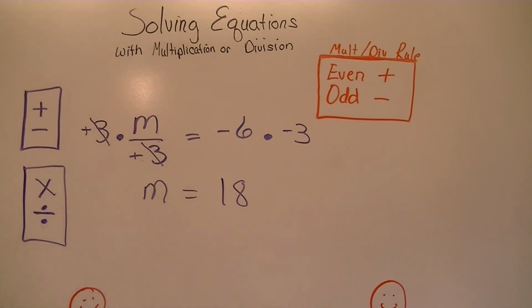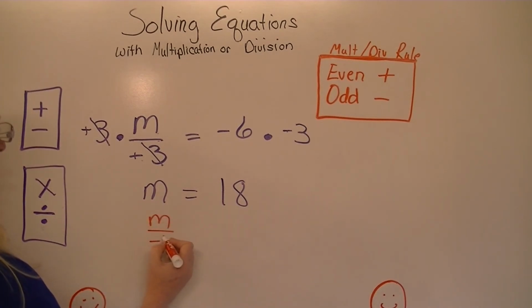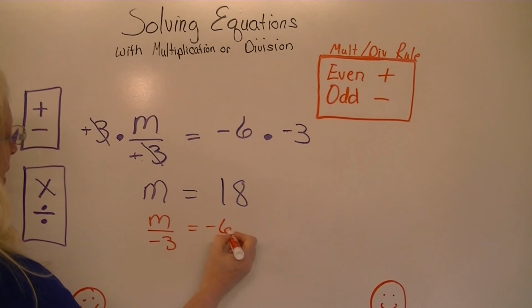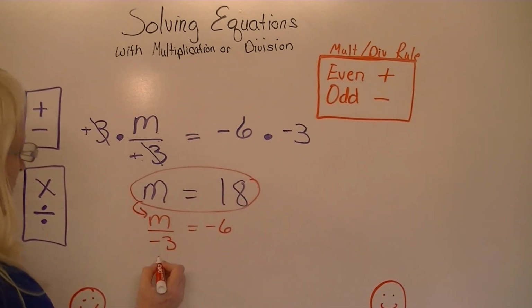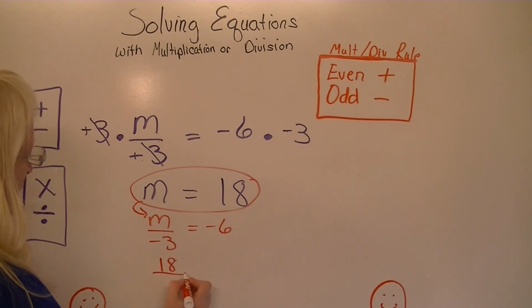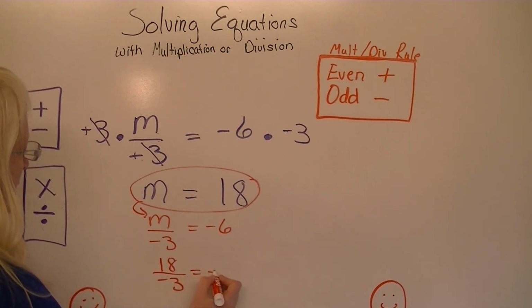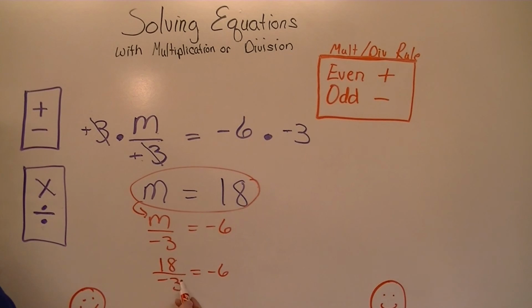If I wanted to check my work, I could take the original equation, and I'm going to plug this in. I'm going to substitute that in for m, so I would have 18 over negative 3 equals negative 6. And yes, 18 divided by negative 3 is negative 6 equals negative 6.